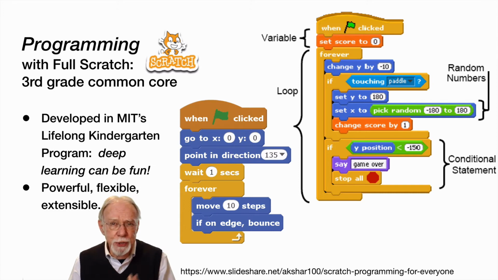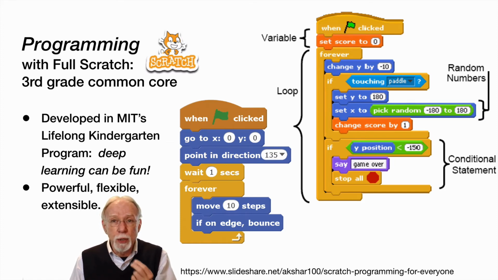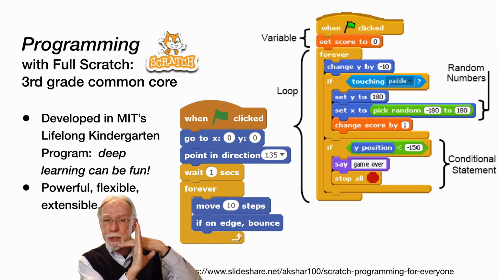Scratch and Scratch Junior were created at MIT's Lifelong Kindergarten program, a program whose mantra might be called Deep Learning Can Be Fun, sometimes called Hard Fun. So if you look at that program in the middle, without knowing anything, you can kind of see what it does. I can tell you that it controls something that's moving, like a car or a person or a ball or an animal. When the green flag is clicked, the item, the ball, the car, goes to x equals 0, y equals 0. That's the origin of coordinate axes.